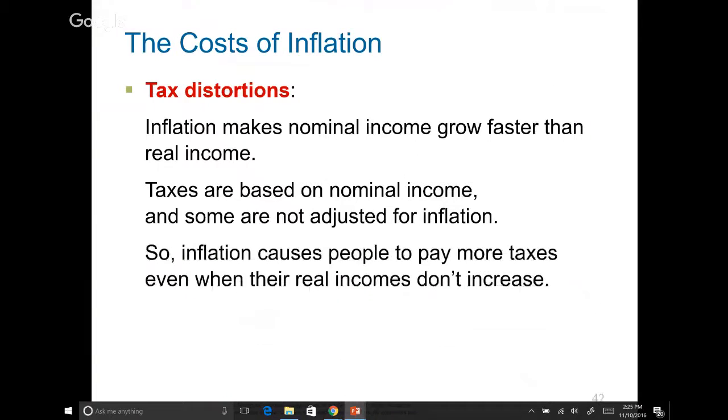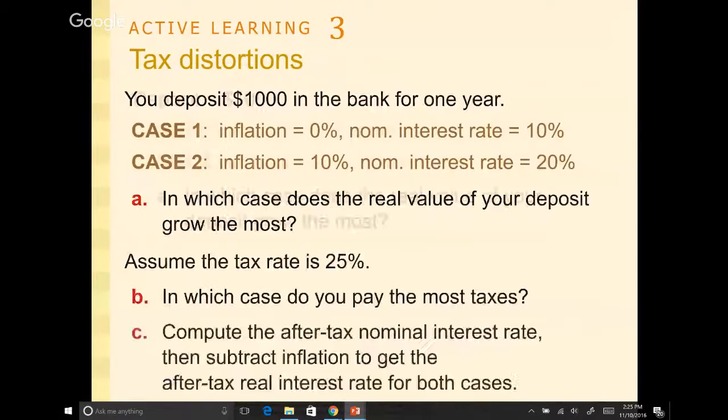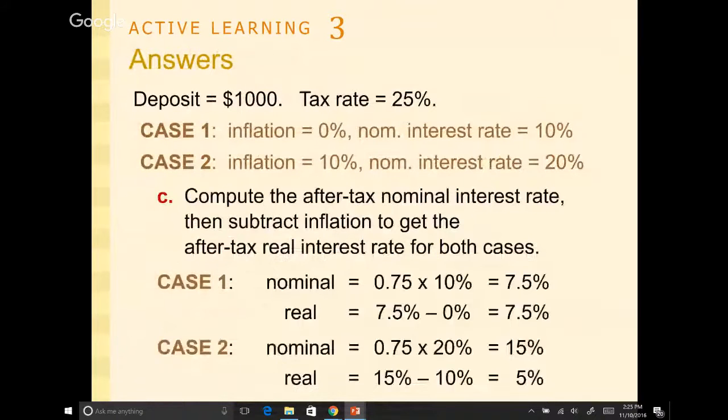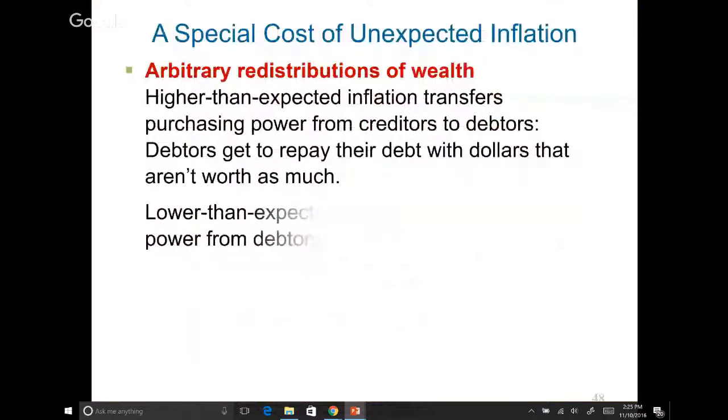So tax distortion. Well, you don't have to know the definition, just know what it's about. It's just that your tax is based on nominal income, and it's not adjusted for inflation. So every time inflation goes up, your nominal income goes up, but your real income stays the same, and you will be paying a higher tax. So that's called tax distortion. All right. Okay, so that's that. I think we finished this chapter.